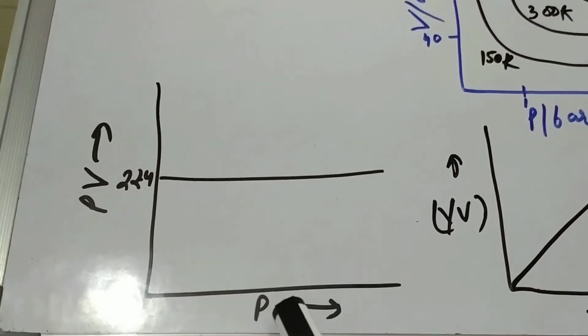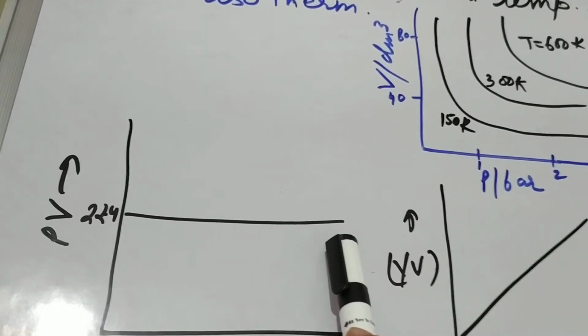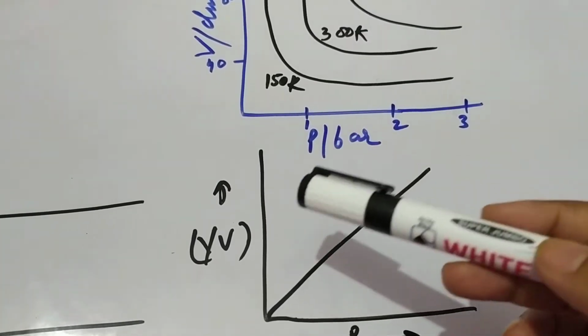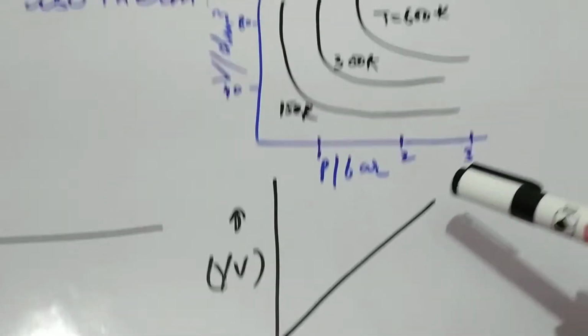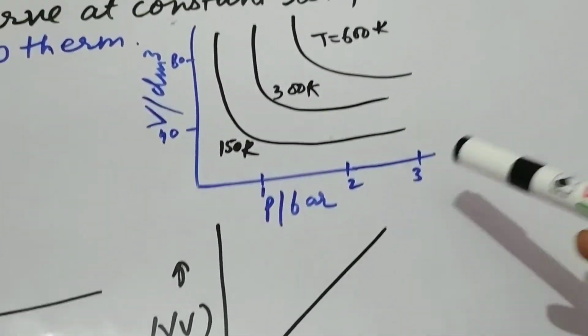If you plot pressure against the pressure volume product at constant temperature, you will get a straight line because PV remains constant. And if you plot pressure and inverse of volume, you will get a straight line because they are directly proportional to each other. So you will get a straight line like this.